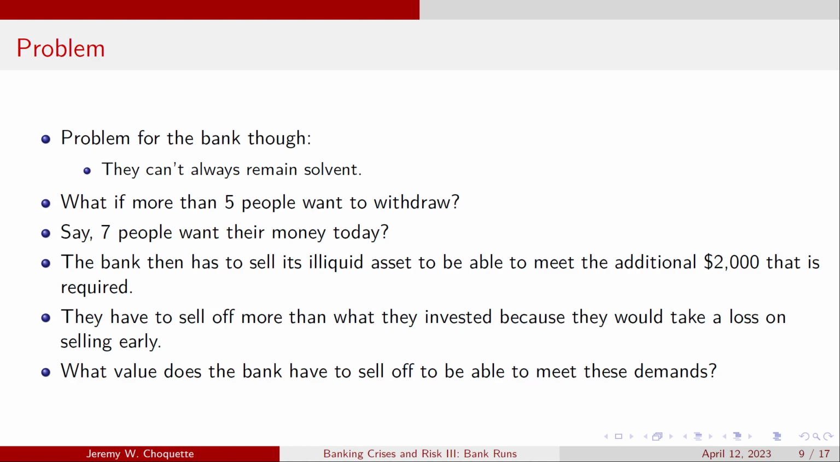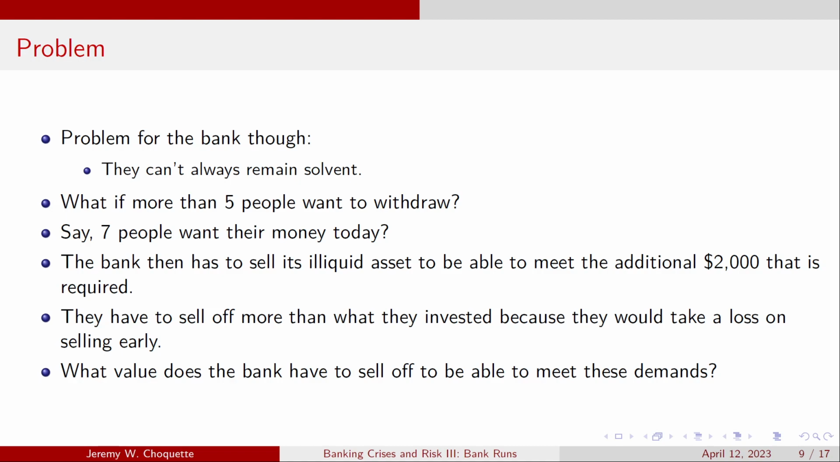But there's a problem for the bank, because what if you end up with a situation where more than 5 people want to withdraw? Let's say 7 people want to withdraw. Well, the bank has to sell their illiquid asset in order to be able to meet the additional $2,000 that's now required. So they have to sell off more than what they invested because remember, they're going to take a loss on selling early.